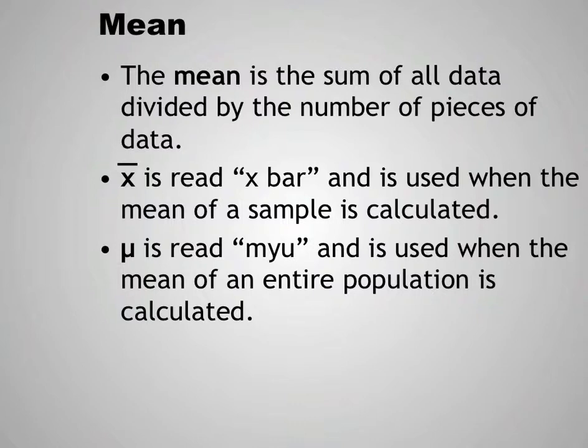Now we have two different symbols for mean. One of them is x bar. So it's just a little x with a bar on top. And this is used when the mean of a sample is calculated. The other one right here, you've seen that before when we were doing the Greek letters. This is read mu and is used when the mean of an entire population is calculated.